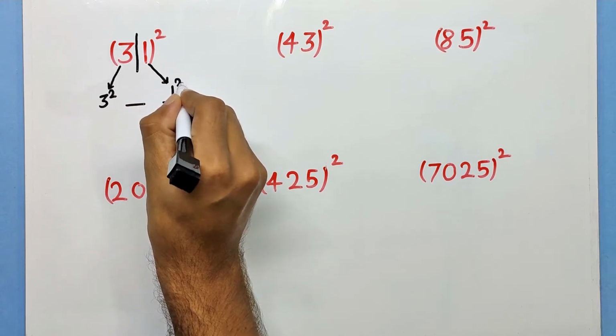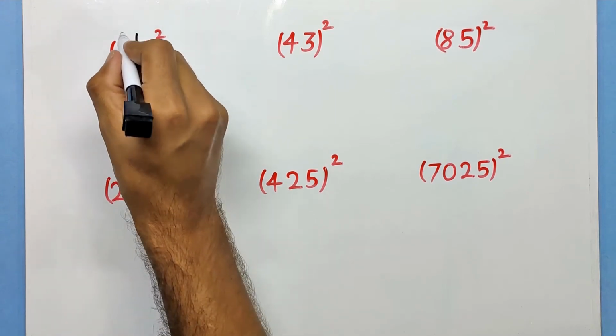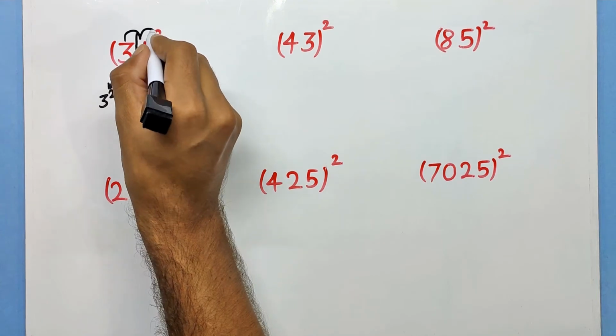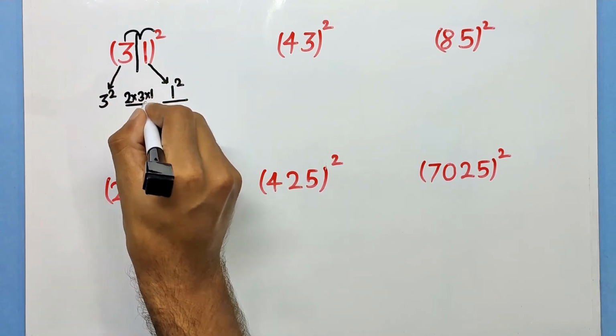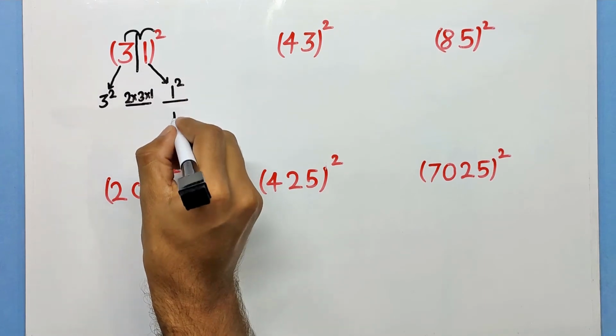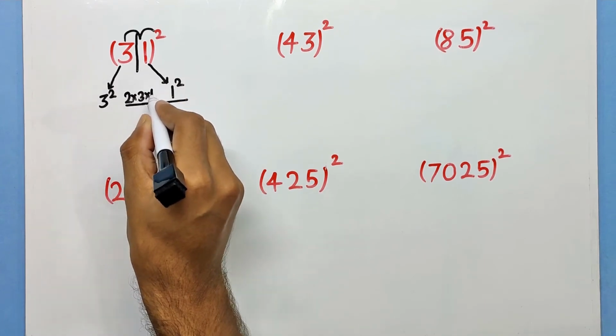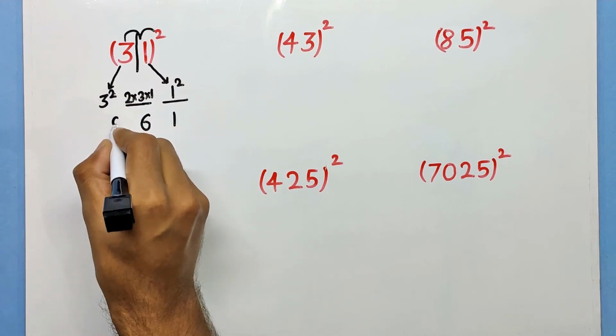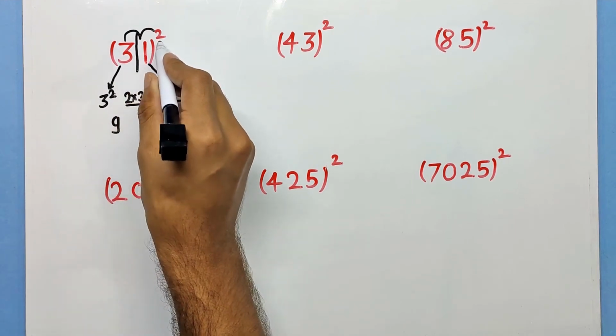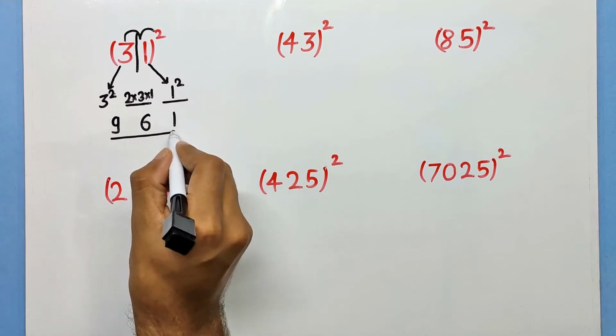That is 1 square. And in the middle we'll multiply these three numbers. I'm writing it as 2 times 3 times 1. So square of 1 is 1. 2 times 3 times 1, that will be 6. And the square of 3, that will be 9. So answer to 31 square is 961.